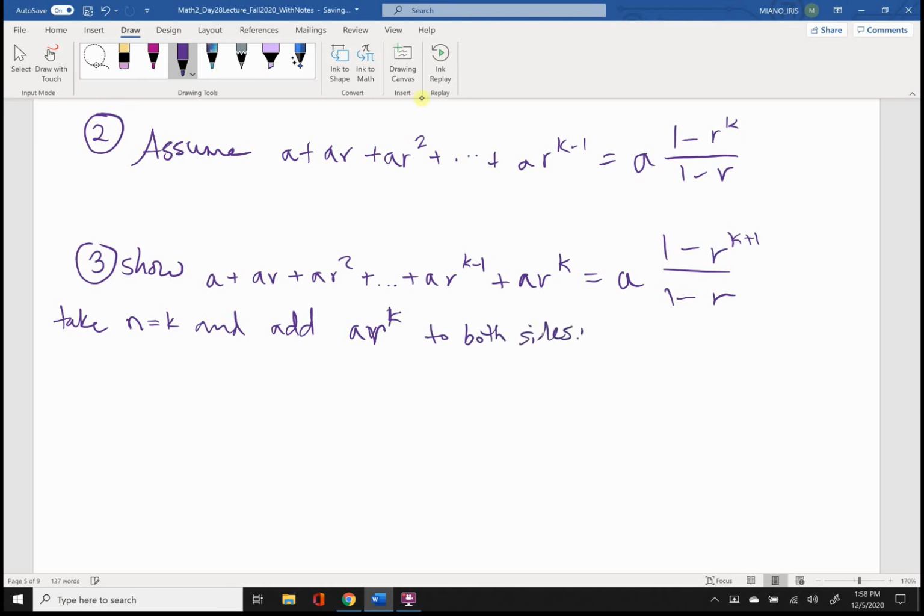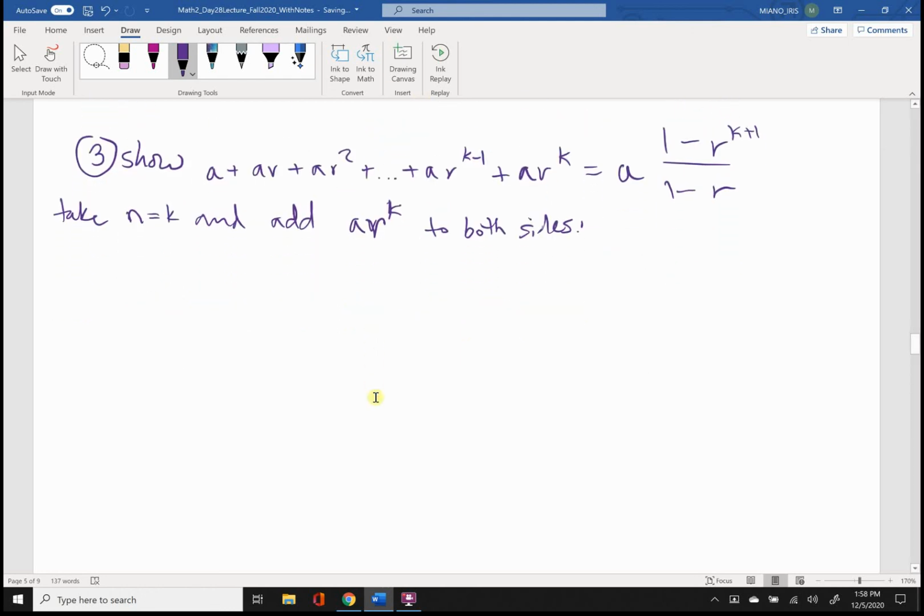And then you've got to make it match this over here. So that's where the challenge really lies. Okay, let's set this up. We've got a plus ar plus ar squared plus ... ar to the k minus 1. Okay, so this is the left-hand side of the n equals k case.